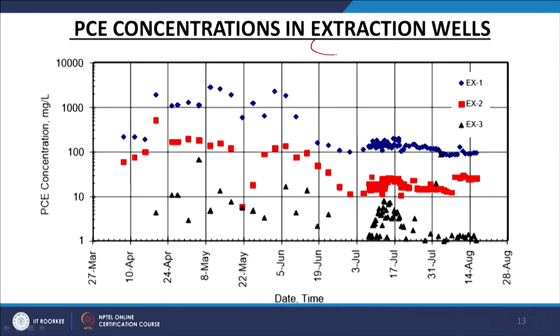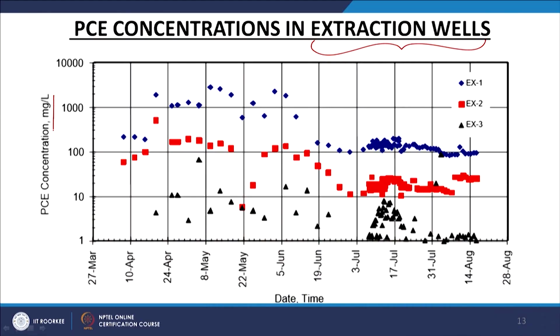Here, what are we looking at? The concentration in the extraction wells. What would you expect? Initially you would expect much higher concentrations, meaning more mass, and then as you remove the PCE that's already present in the soil, you are going to see lesser and lesser concentrations. So let's look at what we have. On the y-axis we have the PCE concentration. Keep in mind these are extraction wells, from March to August. We are looking at 3 extraction wells, extraction well 1, 2 and 3.